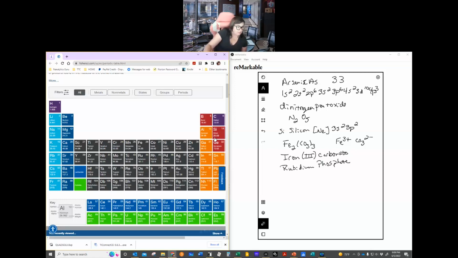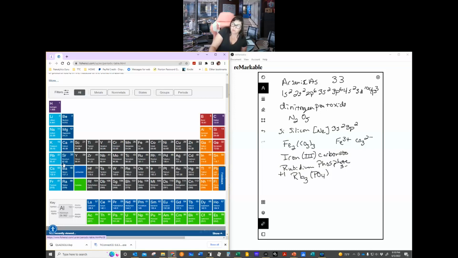Well, rubidium is number 37. It's this guy right over here. Rubidium is Rb. Phosphate is PO4, and the charge on that is 3-. Rubidium, being where it is, is going to be a +1. So I'm going to need Rb3PO4. That's the formula for that.